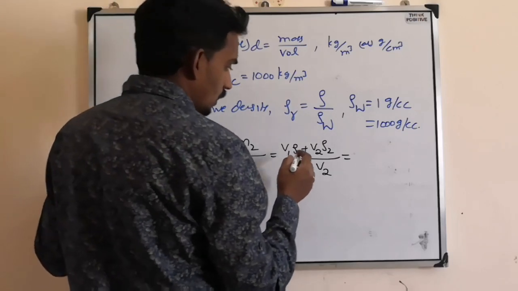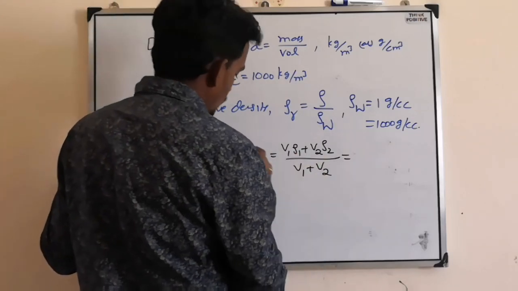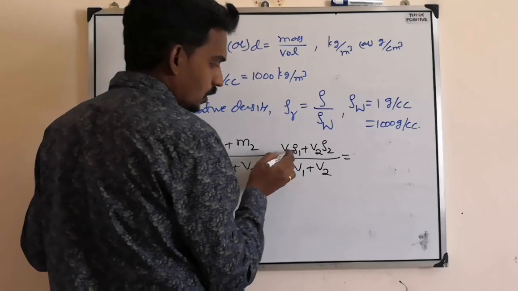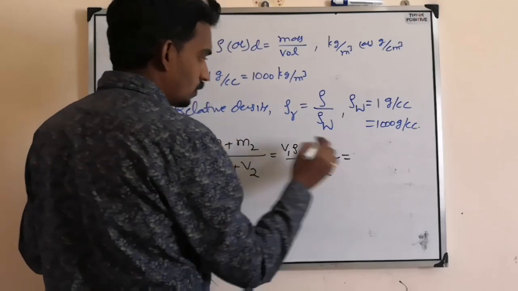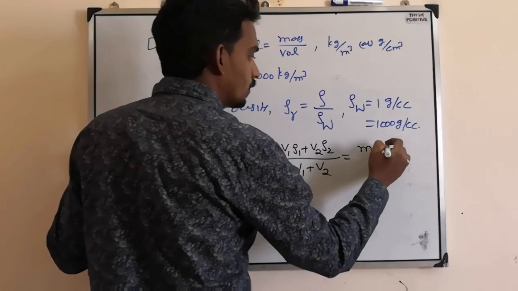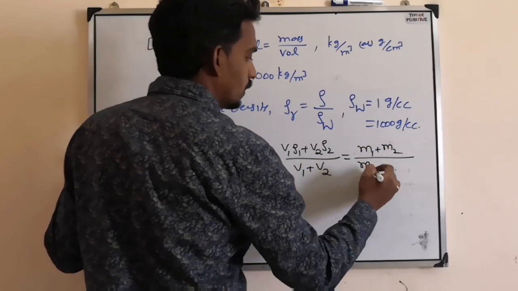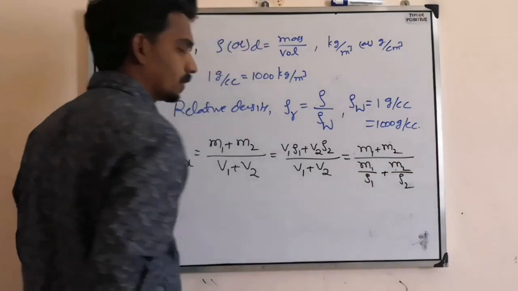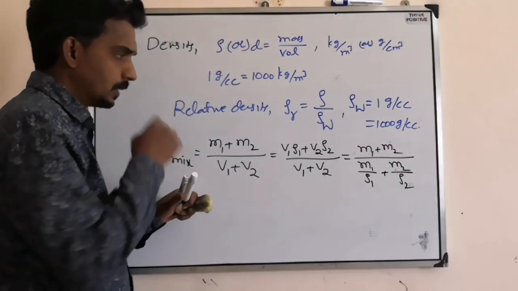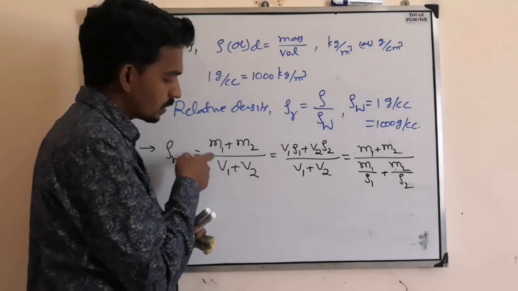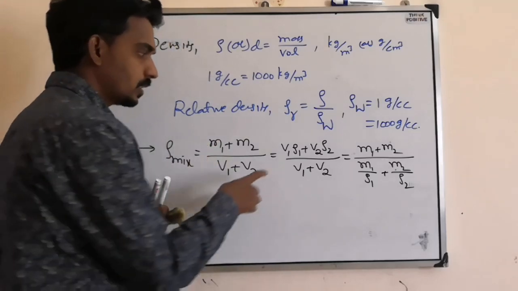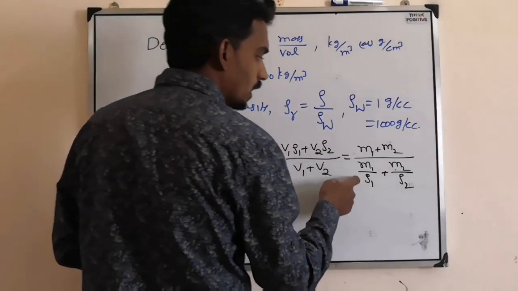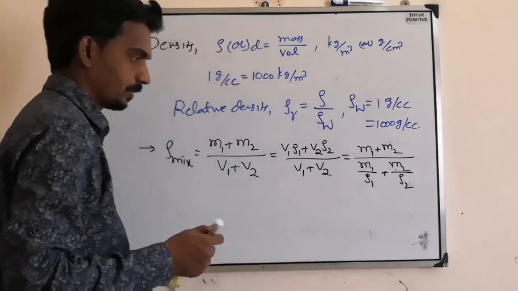Here, in terms of mass and volume, and here in terms of volume and density, you can also write m1 plus m2 by m1 by rho 1 plus m2 by rho 2. So this is the case when mass and volume are given, this is the case when volume and density are given, and this is the case when mass and density are given.